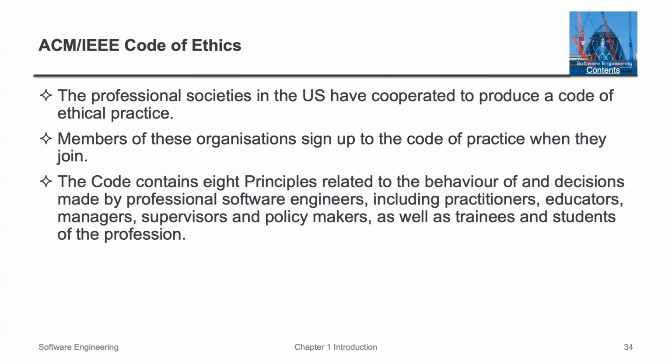So there are different types of codes of ethics, whether it be, say, an organization like ACM or IEEE. And so they have cooperated to produce a code of ethics for ethical practices. Members of these organizations sign up to the code of practice when they join. This code contains 8 principles related to behavior and decisions made by professionals for its various constituents, whether it be practitioners, educators, managers, supervisors, and policy makers, as well as trainees and students.